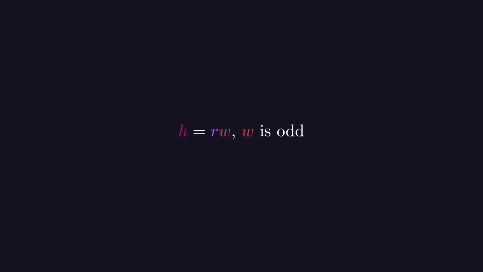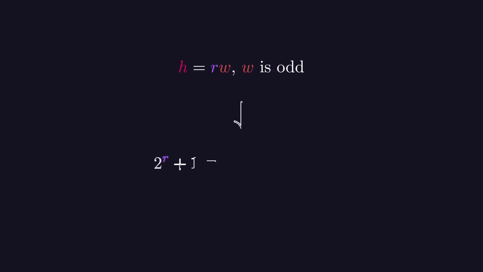Suppose that h can be factored as r times w, where w is odd. Doing some modular arithmetic, we can find a divisor of 2^(rw) + 1. In fact, we show that 2^r + 1 divides 2^(rw) + 1. But since 2^(rw) + 1 is just 2^h + 1, which is prime, the only way that 2^r + 1 divides it is if the two are equal. This means that w equals 1.